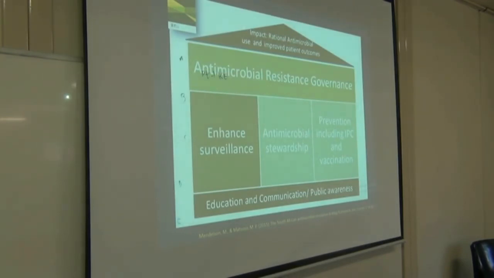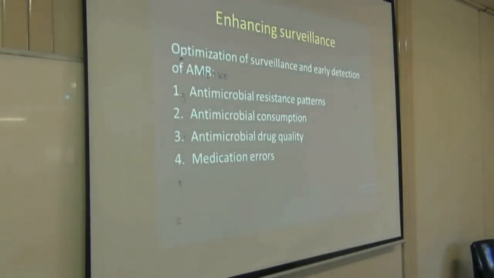If we look at the strategic plan for antimicrobial resistance governance, there are three pillars that the government are looking at: enhanced surveillance, antimicrobial stewardship, and prevention, including infection prevention and control, and vaccination. Vaccination is still the best way to not have any infection. So if we're looking at surveillance, what is surveillance? We have to know what our resistance pattern in South Africa is, because we need to know where the resistance is, which antibiotics are showing up in resistance patterns, and how we should handle this.